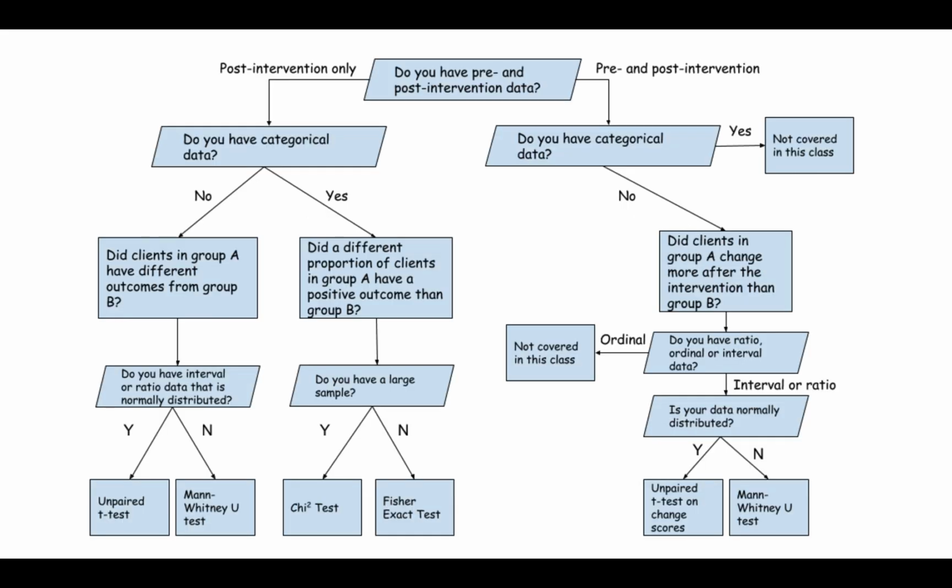The flowchart is basically the same as when we had 2 groups, except that we're not going to be using confidence intervals. This is all about hypothesis testing.